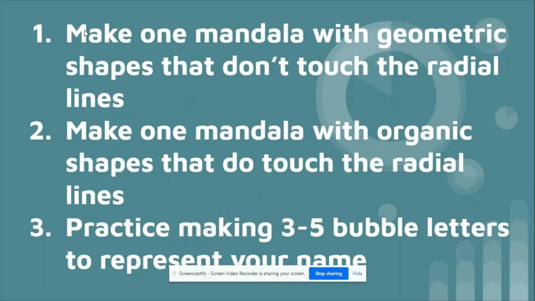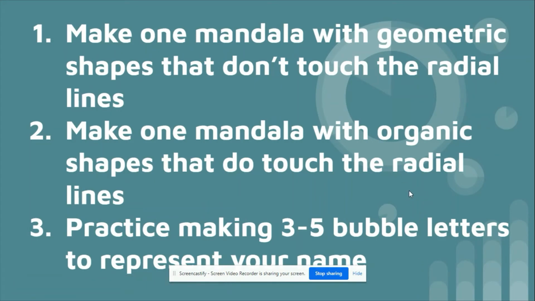When we do this, I want to make one mandala with only geometric shapes that don't touch the radial lines. The radial lines you'll see are already there when we open this site. One mandala we're going to make with organic shapes that do touch the radial lines, and you'll see how that changes the appearance of your mandala. And then we're going to practice making 3 to 5 bubble letters to represent your name. That's kind of the sneak peek at what our projects are going to look like.